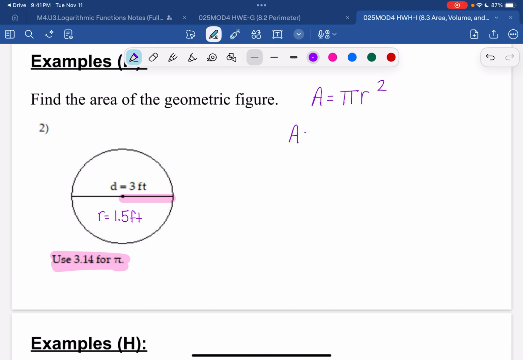Okay, so area is equal to 3.14 for pi, times 1.5 for my radius, and I'm going to square that. Then I would just put that in my calculator, and I would get 7.065. Depending on how it wanted me to round, I could round that. Remember, our units are going to be squared.